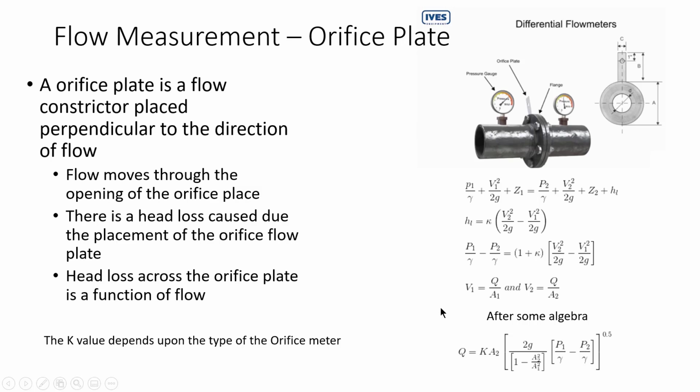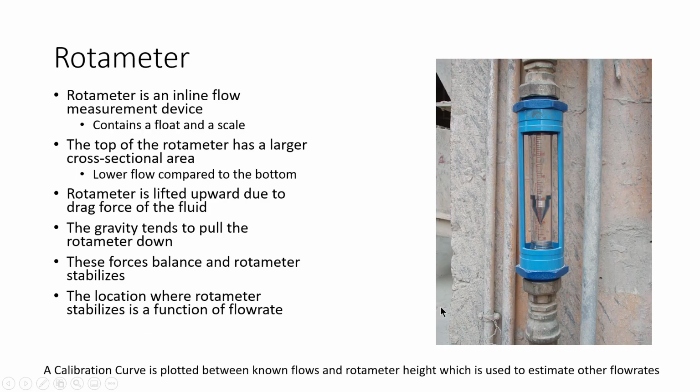in your pipe system. The rotameter will be the third device that we'll be using, and the rotameter essentially is an inline flow measurement device, and it's got a little float, and it's got a graduated scale. And what happens is, as water flows through the pipe, water is flowing from bottom to top, and as it moves, it pushes this plate.